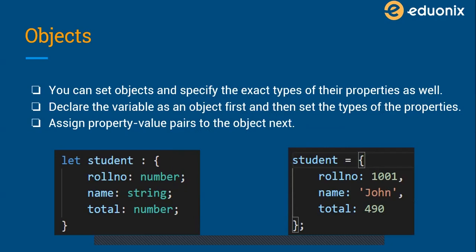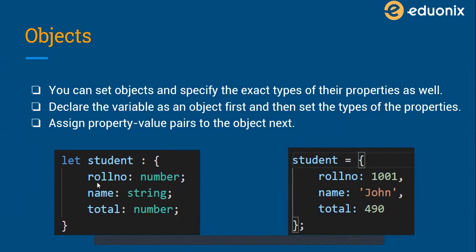Okay, so in here I have an object, right? I want to create a student object. So I want to specify that this variable is supposed to be an object. What I do is I just place a colon in here, just like I would in any type declaration. But in this case, I'll need to specify the type of each of the properties.